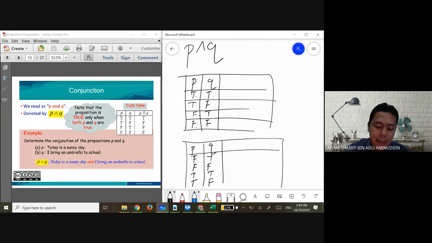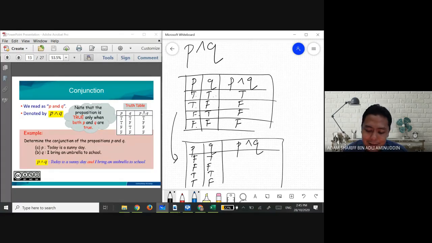Alright, P and Q according to the properties is this. T and T is T, the other combination is false. Kalau kita pergi kedua ni, student tu dia kata tak nak menyusahkan Sir Adam nak marking. F and T still akan sama juga properties. F and T is F, F and F is F, T and T is T, T and F is F.